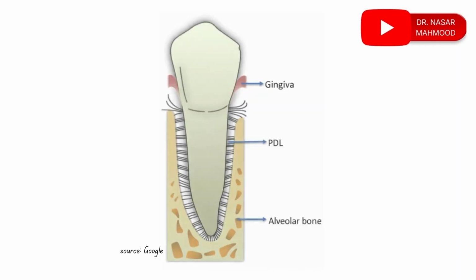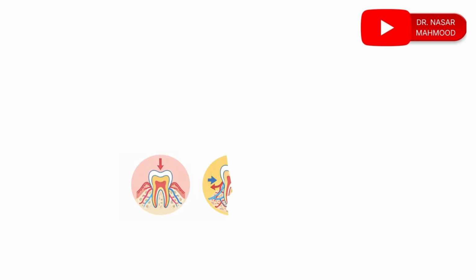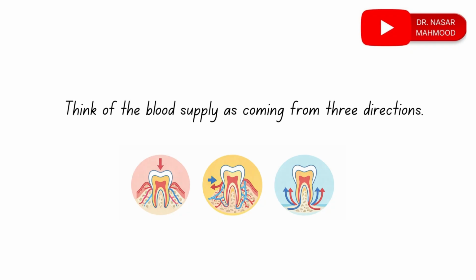Now let's start by picturing a tooth in its socket. Around the tooth we have the gingiva, the periodontal ligament, and the alveolar bone. Now each of these needs a blood supply, but they are not supplied separately. They become part of a connected network. Now there are three main sources. Think of the blood supply as coming from three different directions.